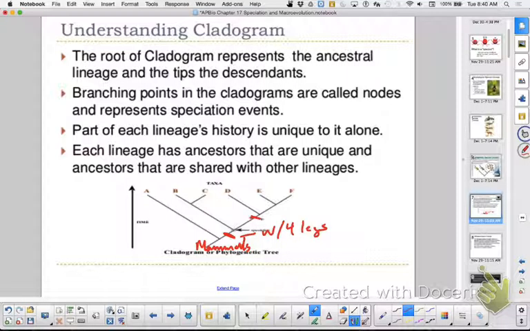From here up, you put some other differentiation in there, and you start dropping organisms off as you go along the way. That is a cladogram.